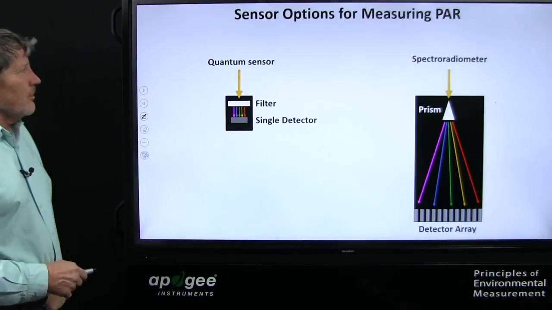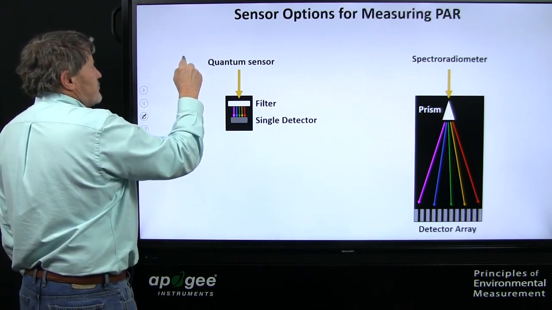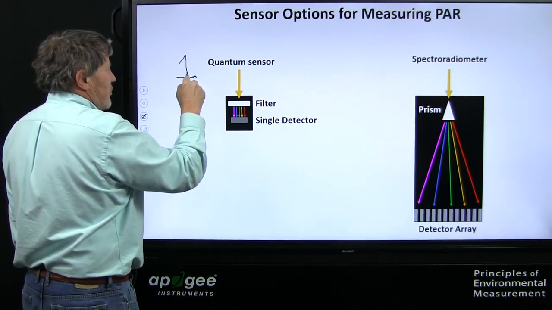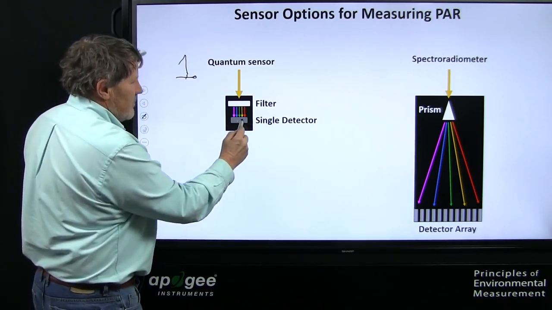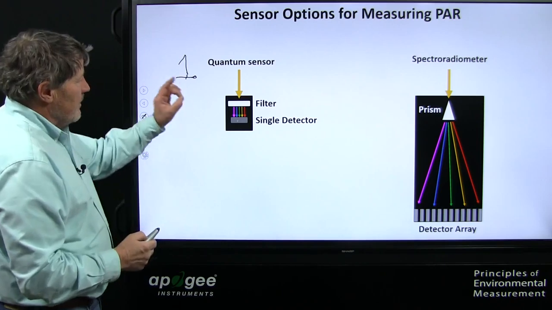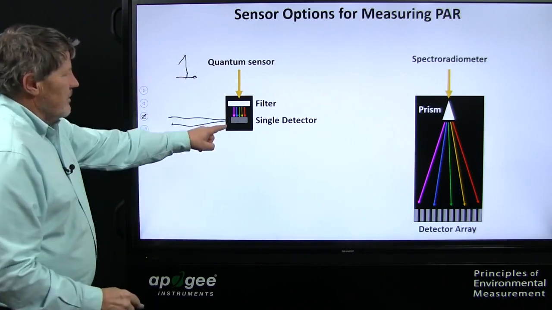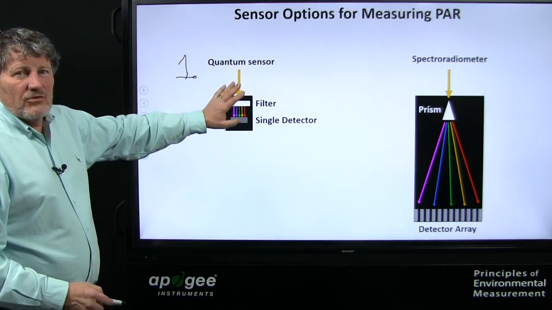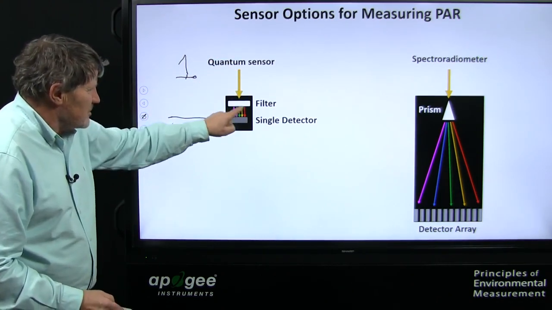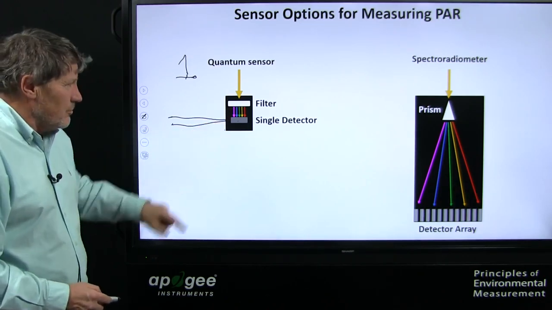All right, let's take a look at how we do this. Here is our quantum sensor that we just talked about. Very simple. One detector right here, one filter, and one output if we ran it over here to a meter. This is a quantum sensor. But this has to be designed with filters to get all of these colors exactly right. And that's a tricky business, very hard to do.